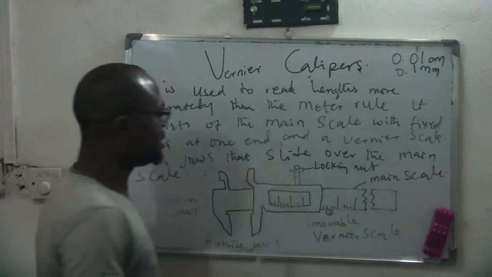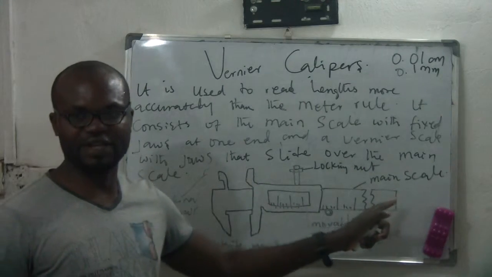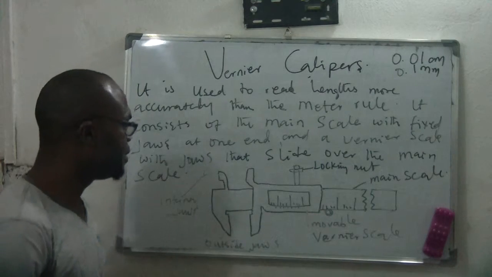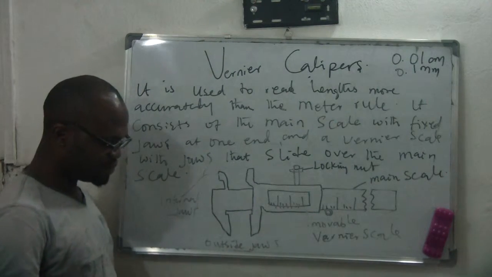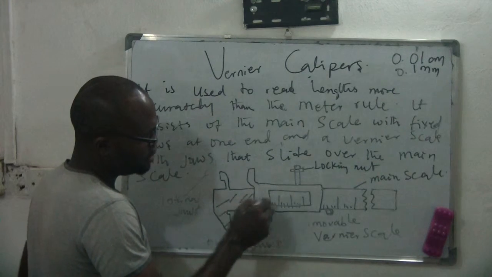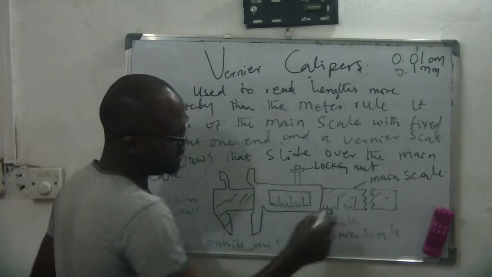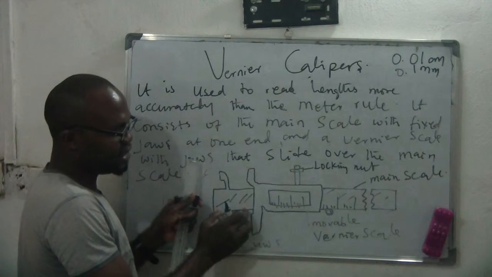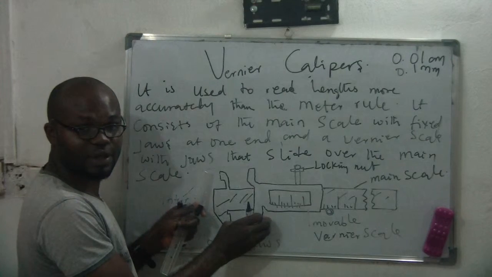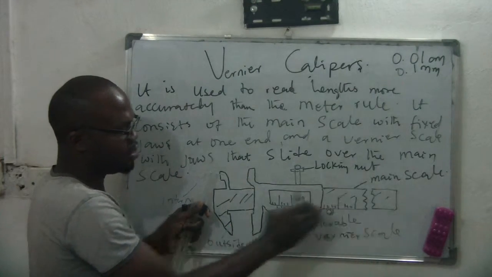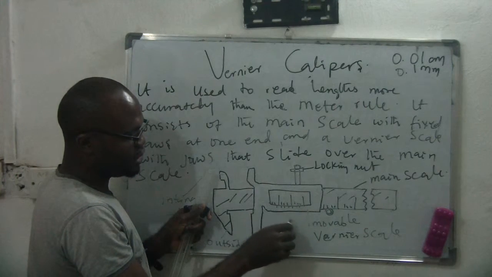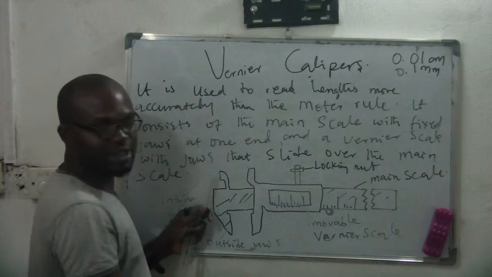This is the diagrammatic representation of a vernier caliper. It consists of a main scale. Can you see this? This is the main scale. It's static. Then you have this one that moves. You can drag this one along. You can hold this and slide it on top of the main scale. You understand? This one is known as the movable vernier scale.